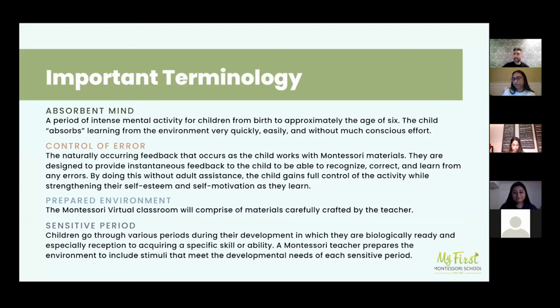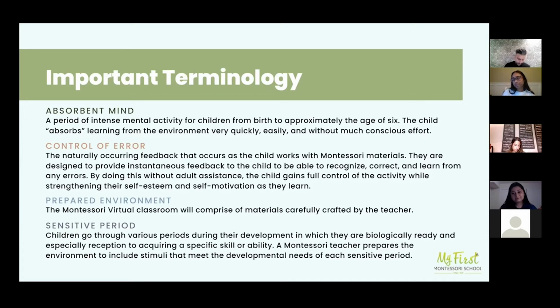So we'll be hearing some of these words throughout the presentation, and I thought I would take some time to touch on them and explain a little more about what they mean. First up, we have the absorbent mind. This is a term Maria Montessori coined for children from birth until about 6 years old. At this stage, children absorb learning from their environment, that prepared environment I talked about earlier, really quickly and easily, and they actually don't try very hard. It just comes very naturally at this age.